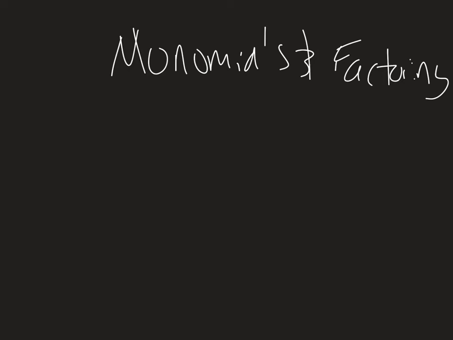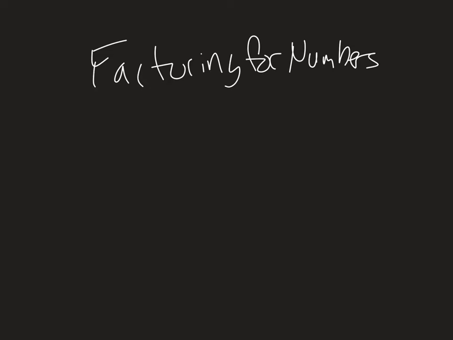In this video, we'll talk about monomials and factoring. So let's review factoring for numbers. Now again, a factor of something. Say we're looking at the number 40. Well, the factors of 40 would be 5 and 8.